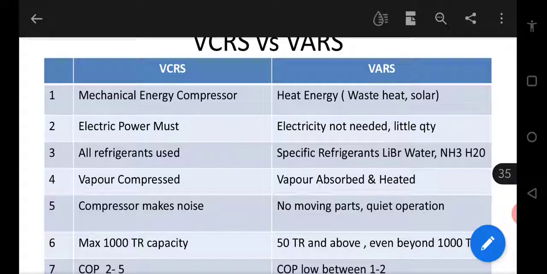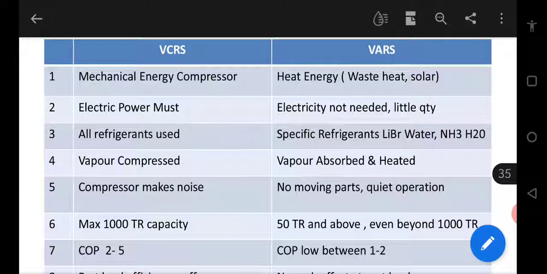Now just to compare vapor compression to the vapor absorption machines. Here in vapor compression you use a compressor, whereas in absorption heat energy is used, like waste heat or solar heat energy. In VCR, electricity is a must because the compressor consumes energy and runs on electricity. But here electricity is absolutely not required. The little amount of electricity which is required can also be taken from solar PV.